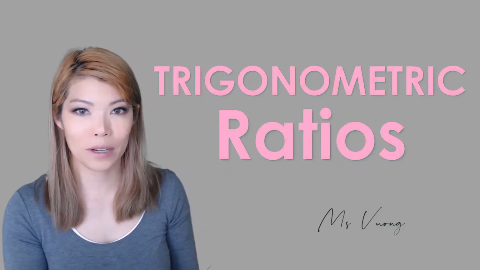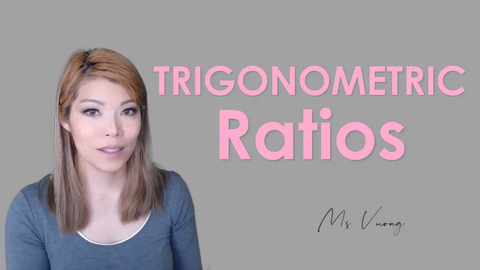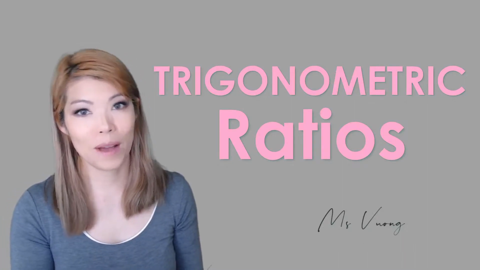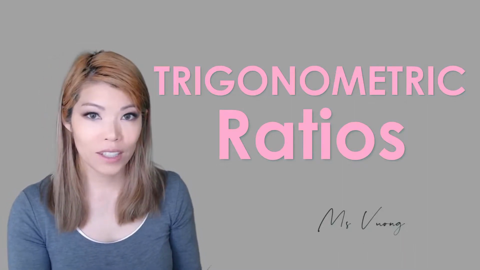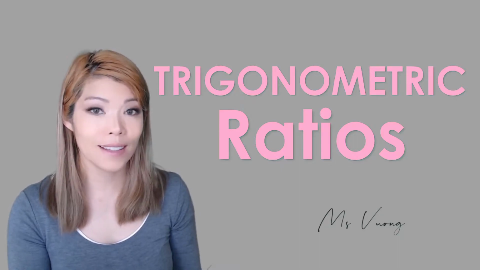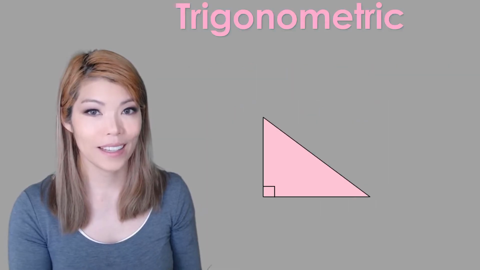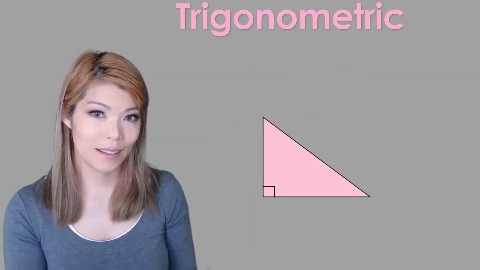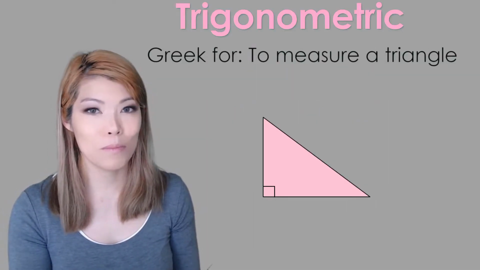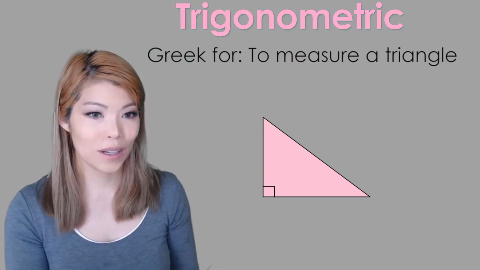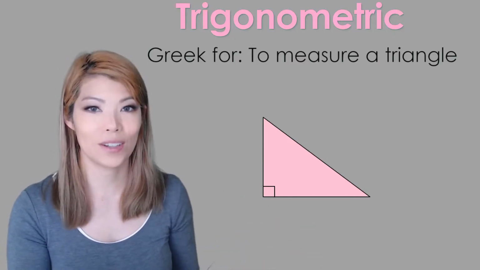Hi, I'm Ms. Boong and I'm quite excited about today's topic, trigonometric ratios, because you see this in a lot of places, from aviation to marine biology to criminology. You even see it in music when you're looking at sound waves. So what does this topic mean? Well, in Greek words, it means to measure a triangle. So we're going to look at the angles and the sides of a triangle.